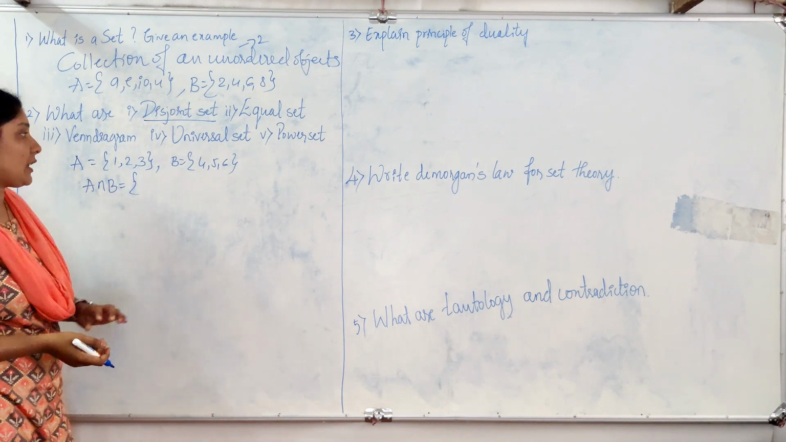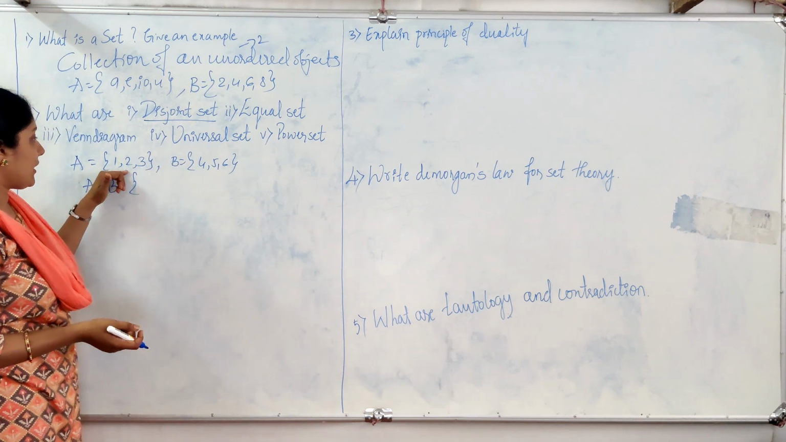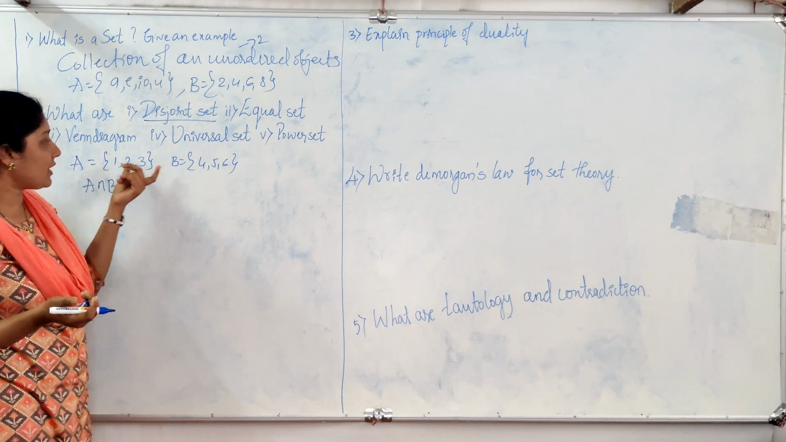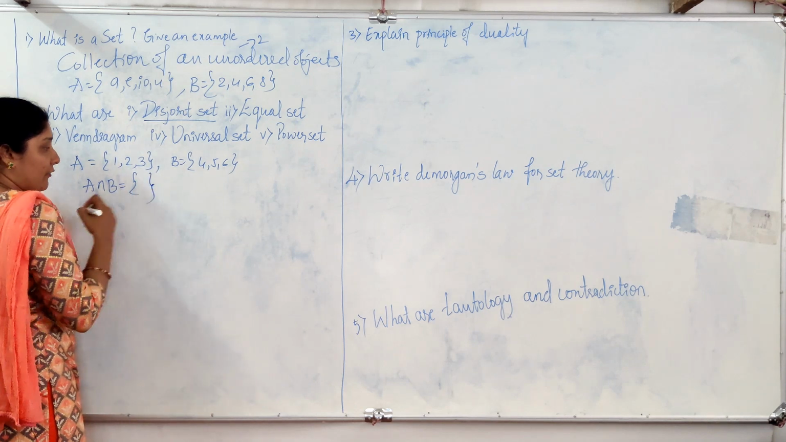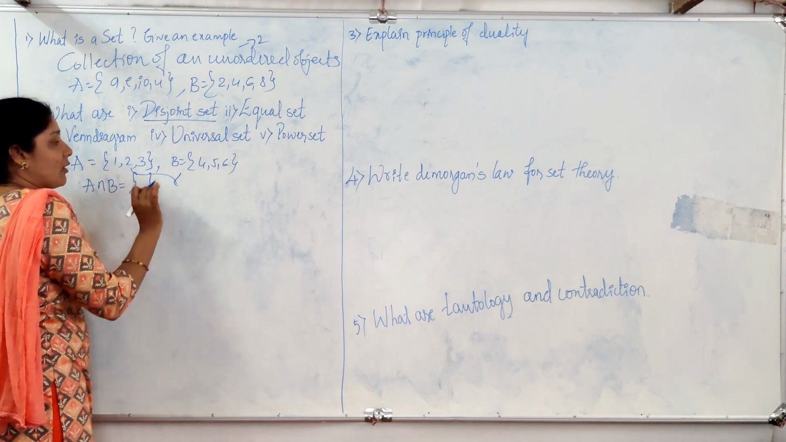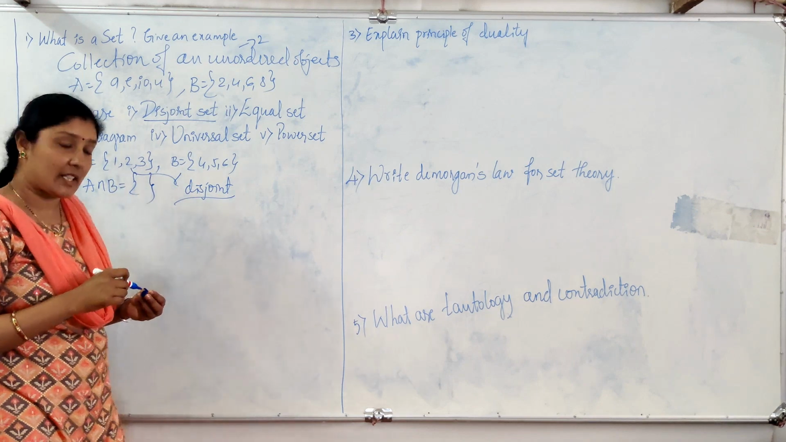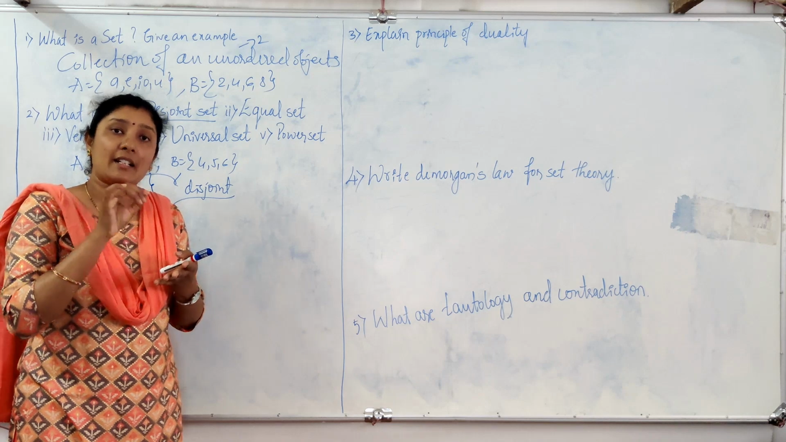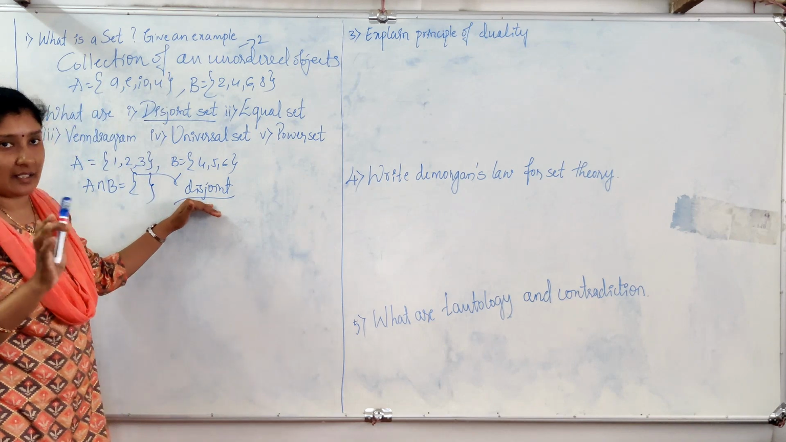So as we know, intersection means what? The common objects present in both the sets. Here, do you find any common object between these 2? No. 1, 2, 3, 4, 5, 6. There is no common element or common object. Therefore, A intersection B is a null set. Such sets are called disjoint sets. So, disjoint set means what? When there are 2 non-empty sets, if their intersection is the empty set, then it is called a disjoint set.